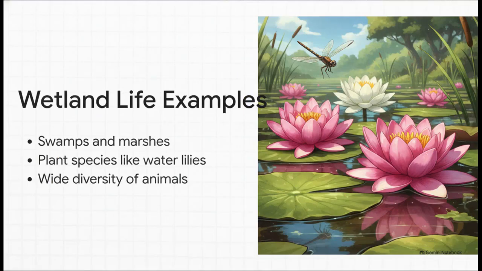Some prime examples of wetland habitats include swamps and marshes. The life here has to be highly specialized. Take the water lily, for instance. Water lilies uniquely thrive here, firmly rooting themselves in an environment that is only sometimes underwater. It's just a brilliant example of life carving out a very, very specific niche.